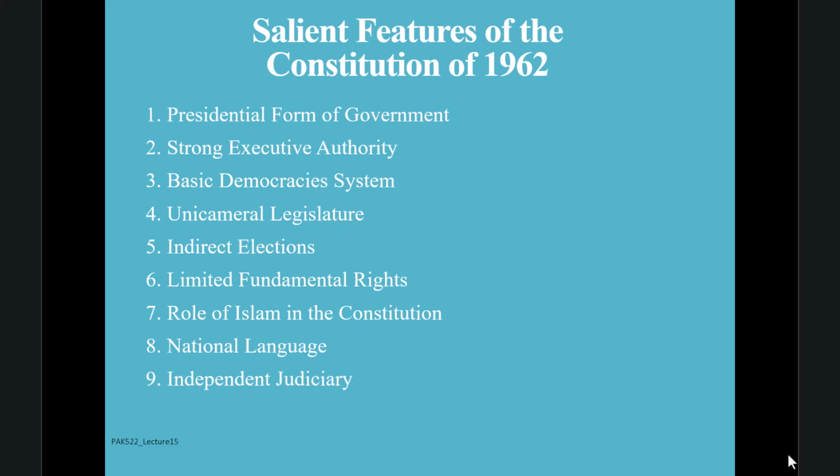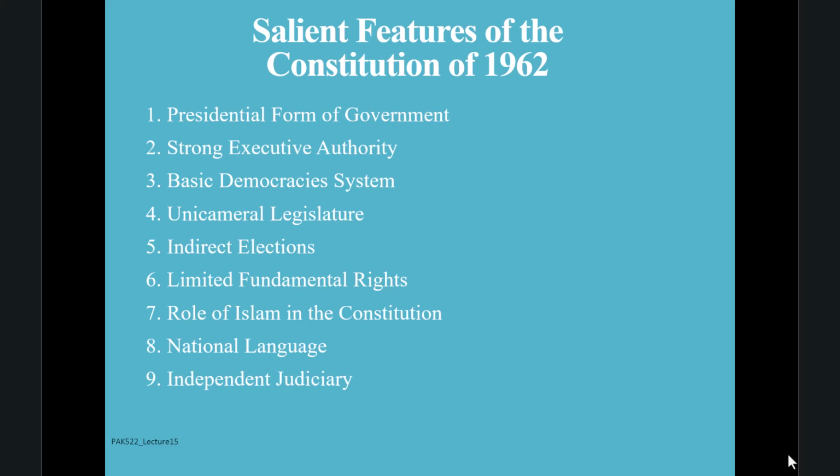Now the basic democracy system. So student, another key feature of the Constitution was the introduction of the basic democracy system. Under this system, a network of approximately 80,000 basic democrats was created at the local government level. These basic democrats were elected representatives who performed local administrative functions. They also formed the electoral college responsible for electing the president and the members of the national and provincial assemblies.